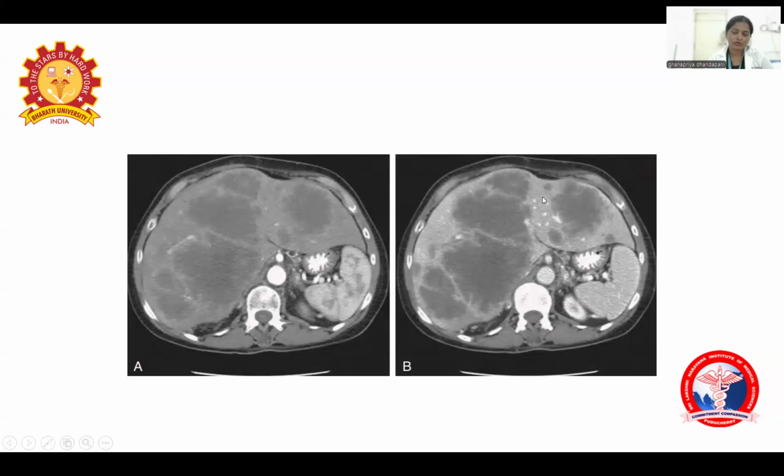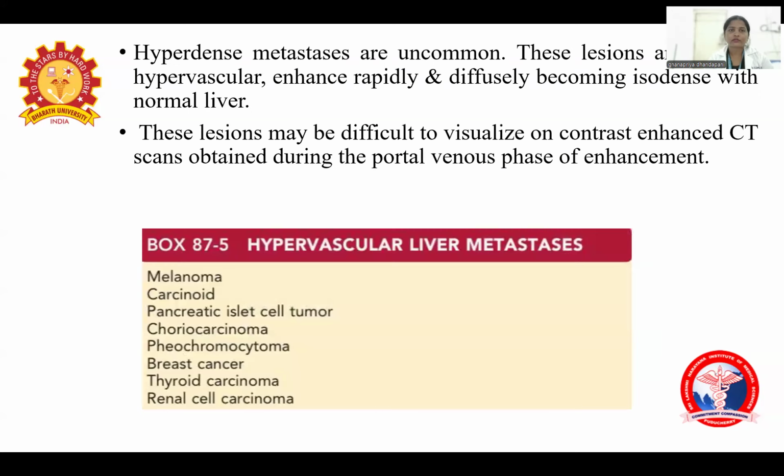Irregular, multiple hypoenhancing hypodense lesions in the liver favor metastasis. Again, hyperdense metastases are uncommon. These lesions are hypervascular and they enhance rapidly and diffusely, becoming isodense with the normal liver. These lesions may be difficult to visualize on contrast CT scans. These hypervascular metastases usually occur from primaries like melanoma, carcinoid, pancreatic islet cell tumor, choriocarcinoma, leiomyosarcoma, breast cancer, thyroid carcinoma, and renal cell carcinoma.